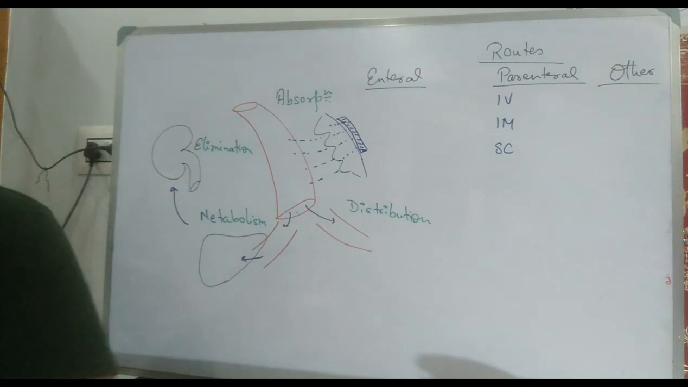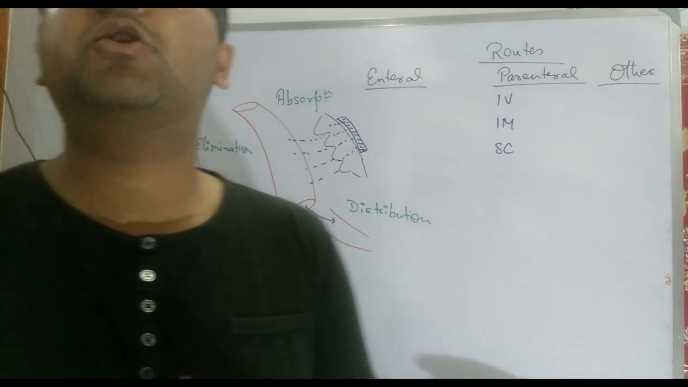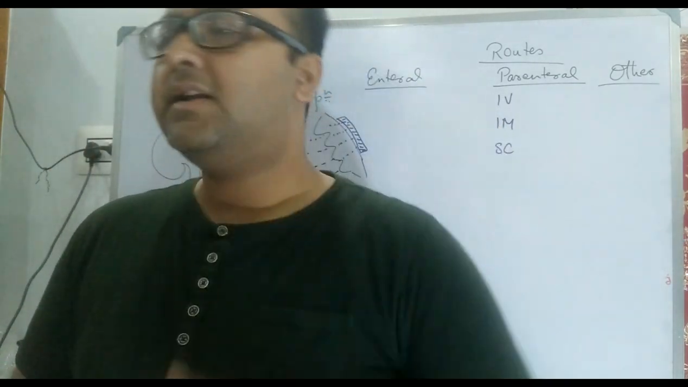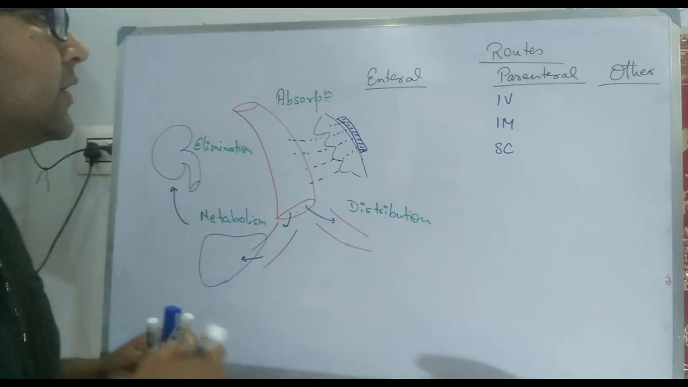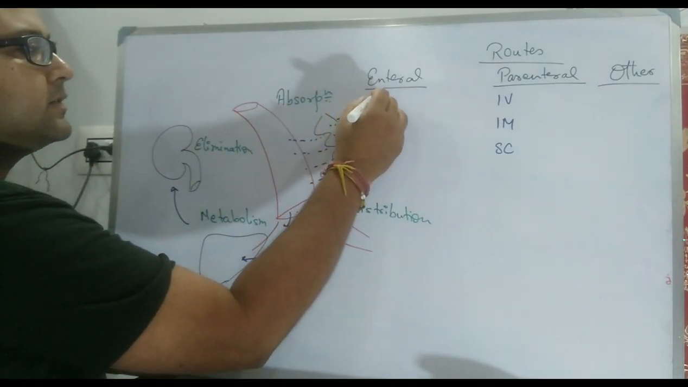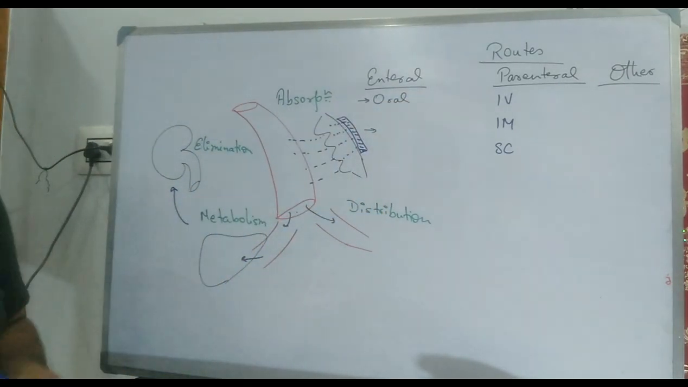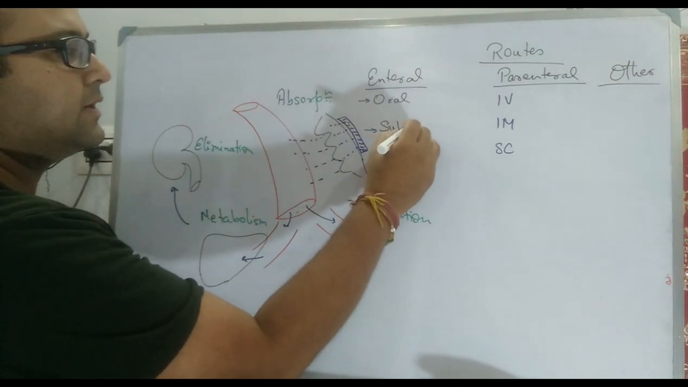Now, when we discuss this enteric route, we can talk about two methods. Number one method is oral. In the enteric route, the first method that I'm going to write is oral, and the other one that I'm going to write is sublingual.